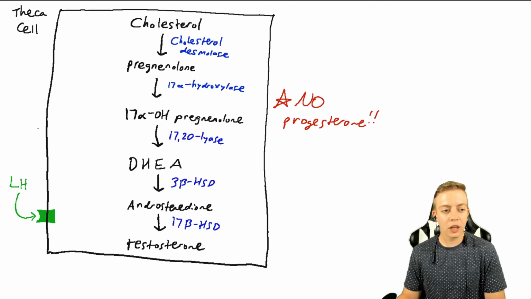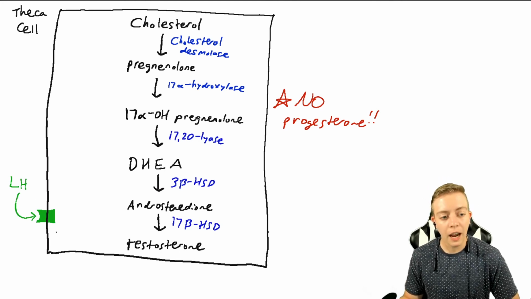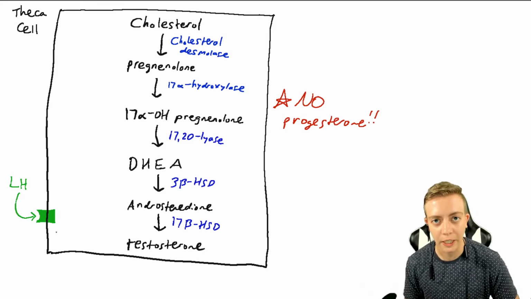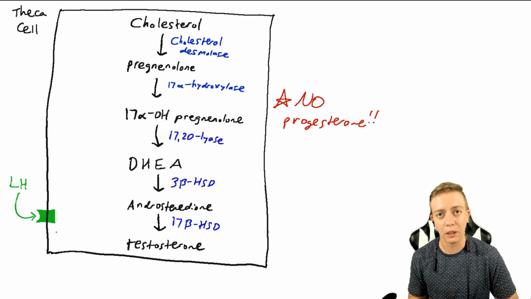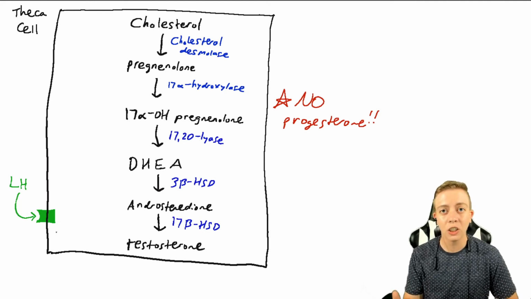And so LH is going to bind to a receptor on the theca cell. And I'm not going to go into detail about cell signaling. Maybe I'll make a whole other video about how this signaling mechanism works, because there is a complicated process of how LH causes the signaling cascade. So if you do want to see a video on the signaling cascade, please let me know in the comments and I will make that video for you.